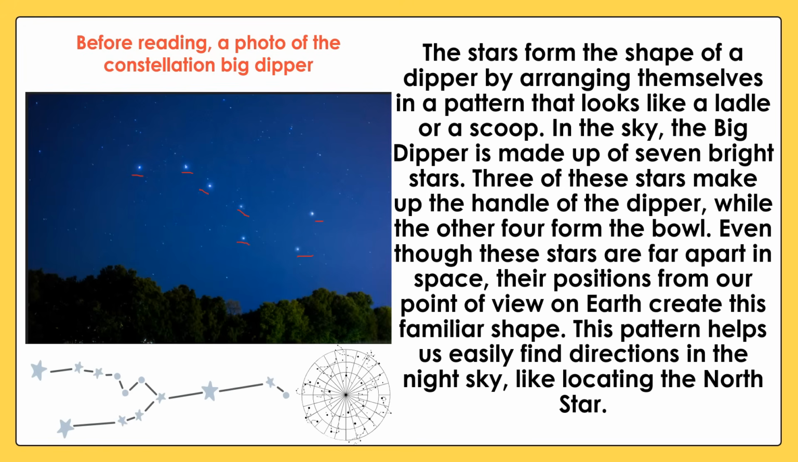So 3 of these stars make up the handle of the dipper. 1, 2, 3. So this is the handle of the dipper. While the other 4 form the bowl. 1, 2, 3, 4. Okay. Even though these stars are far apart in space, their positions from our point of view on Earth create this familiar shape. This pattern helps us easily find directions in the night sky, like locating the North Star.